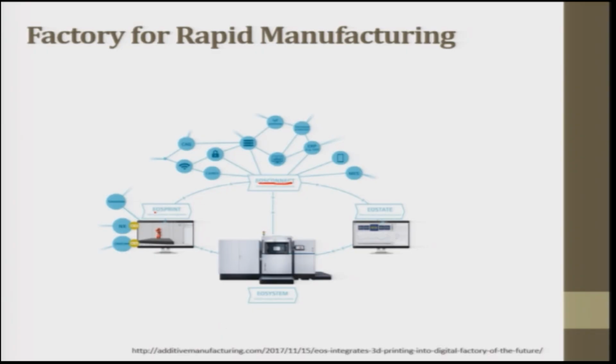EOS Connect, EOS Print, EOS State, EOS System. So, these are different suites that are provided by EOS. For instance, EOS State is an automated and intelligent multi-monitoring suite that enables customers to conduct real-time quality assurance of all the production and quality relevant data. It is composed of 4 different monitoring tools, for instance, system, powder bed, melt pool, exposure, etc.